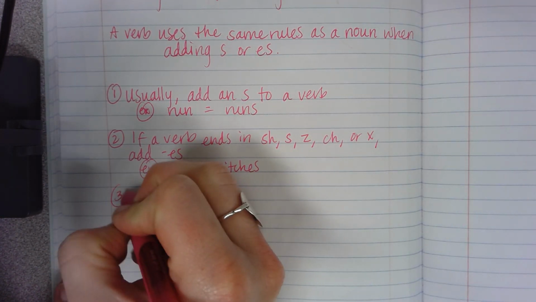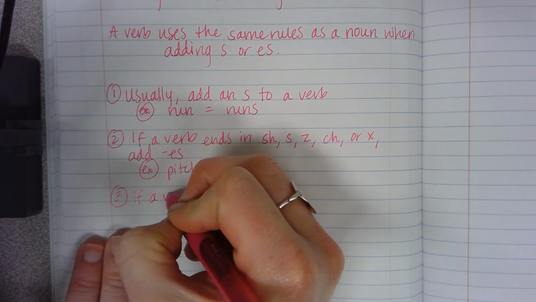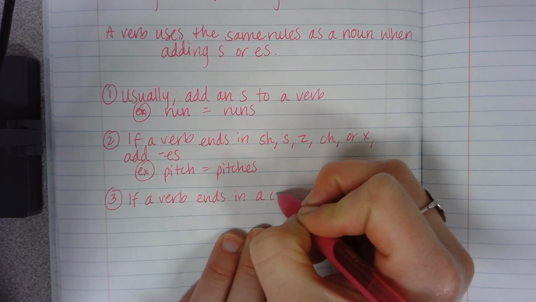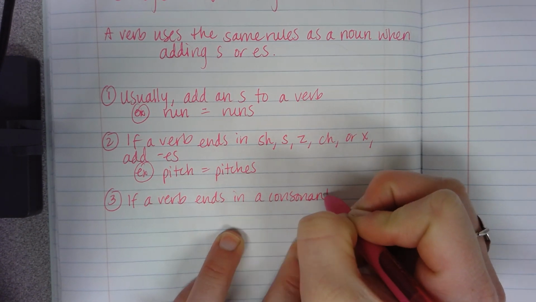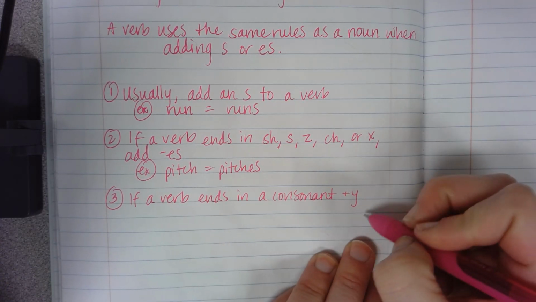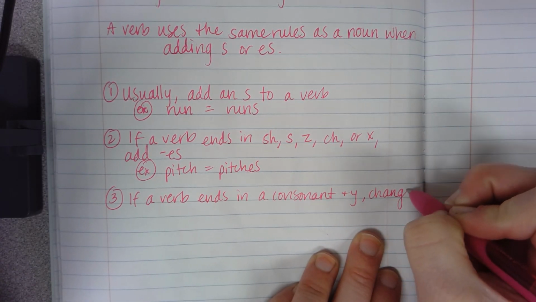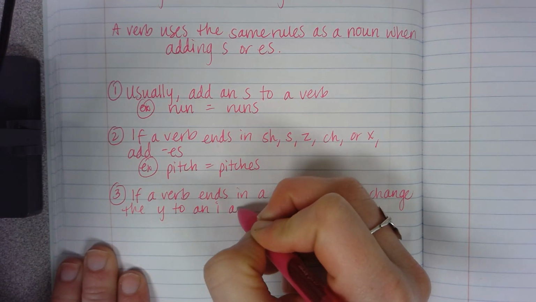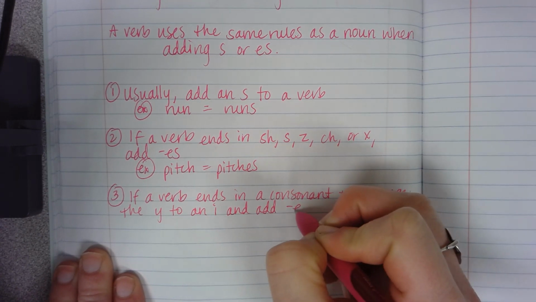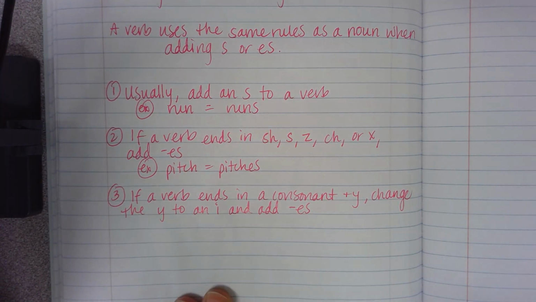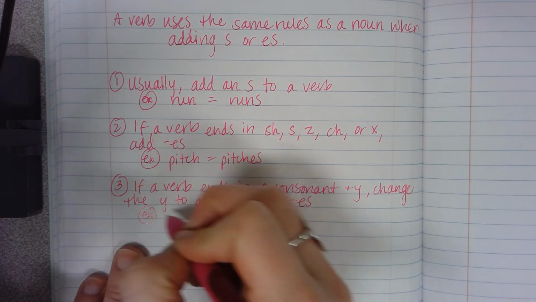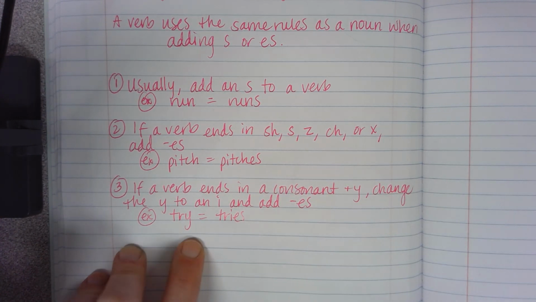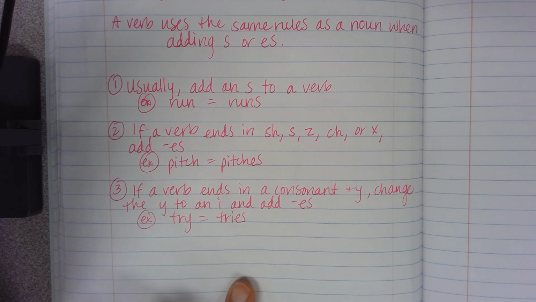Rule number 3, if a verb ends in a consonant plus Y, you change the Y to an I and add ES. Okay, here's an example. Try equals tries. So you change the Y to an I and you add ES.